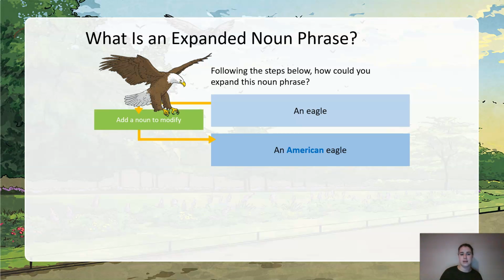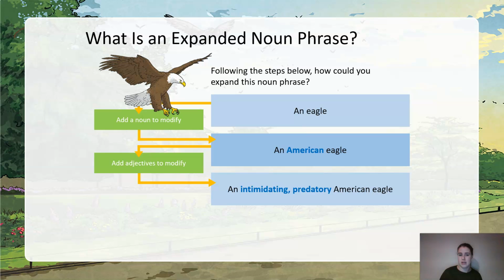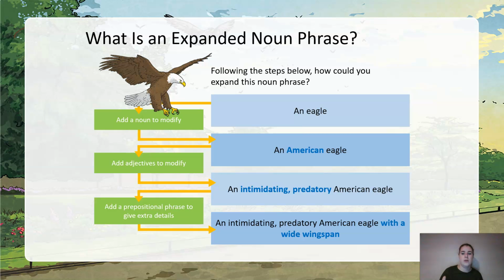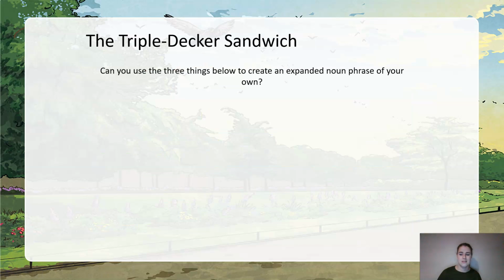We know to add the noun, okay, so we could have an American eagle. We know to add the adjectives, so we have an intimidating, predatory American eagle. And we know to then add a prepositional phrase, so extra detail. So an intimidating, predatory American eagle with a wide wingspan. So you can see how we've added all that additional information in there to improve on it. So let's have a go at letting you do some on your own.